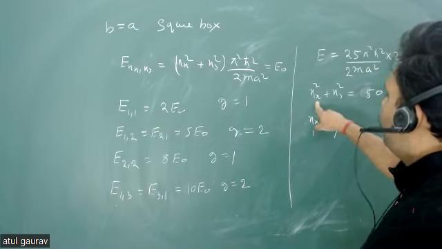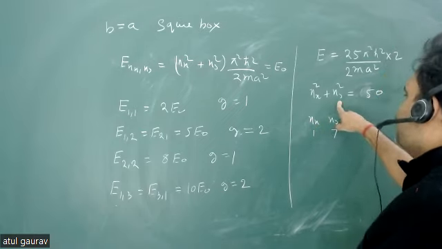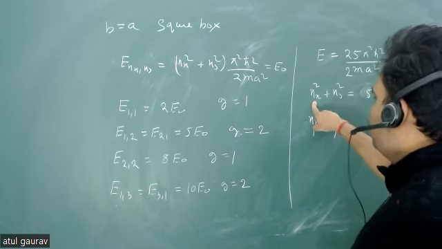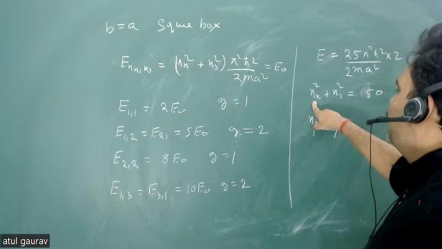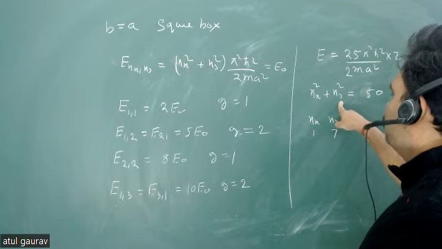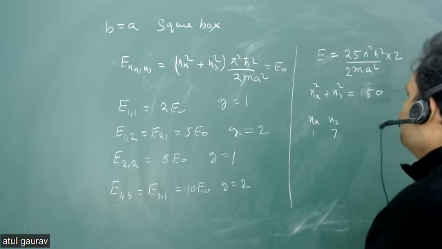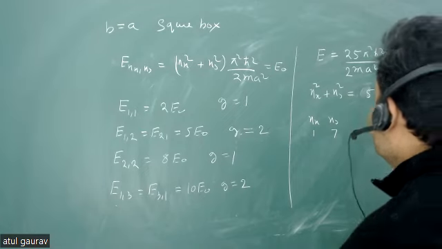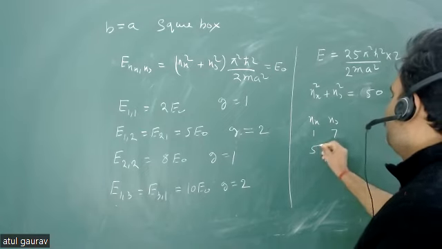No, sir. If nx is 3, then ny is again a fraction. If nx is 4, ny is again a fraction. Now, if nx is 5, what should be ny? 5. So you have 5 and 5.